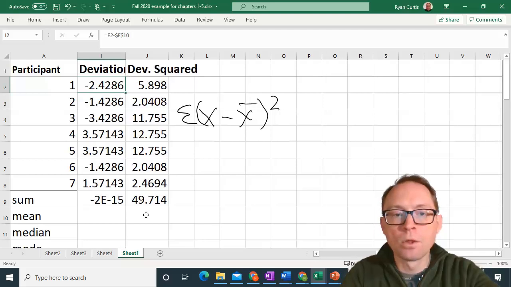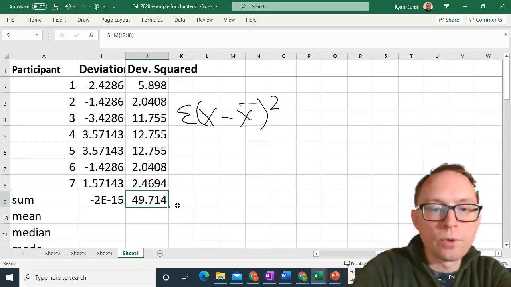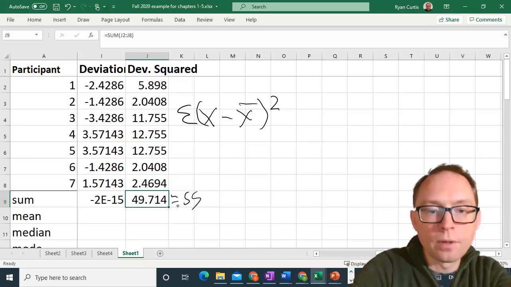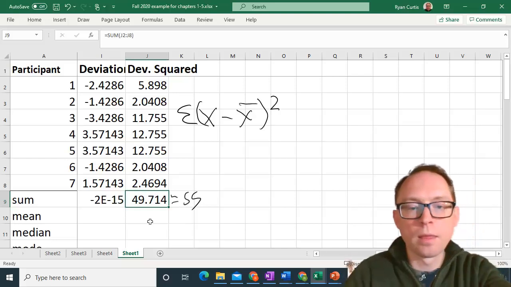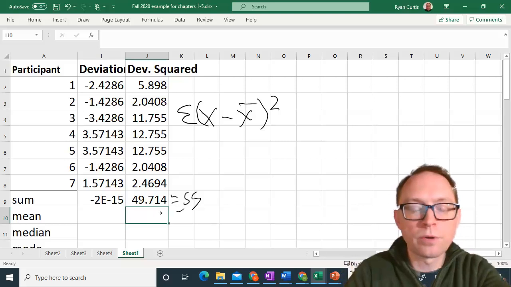When we square all the deviations and add them up, we get the sum of squares. So this right here, 49.714, is the sum of squares for all 7 people. Now we want to get the variance. Let's just put it right here. This is going to equal the variance.